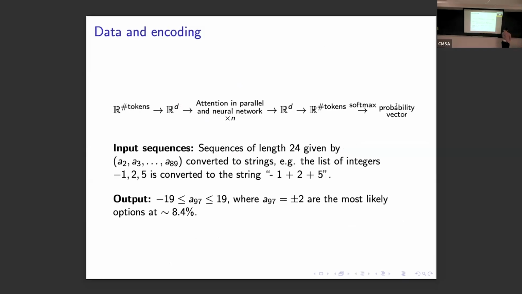All right, so what were our input sequences? For the experiment for predicting A97, we input sequences of length 24, but we had plus and minus tokens as well. So technically, I guess length 48, one for plus minus and one for the absolute value. And then the output was to try to predict A97. Right, so there's 39 options there. The most common value was plus and minus 2, at about 8.4% of the data.